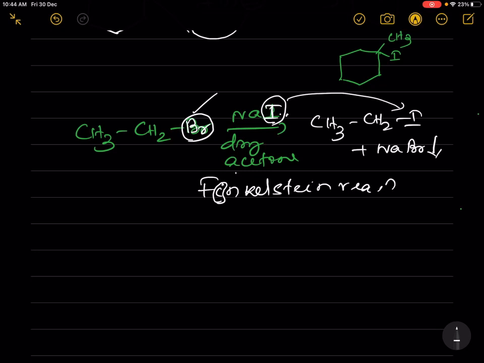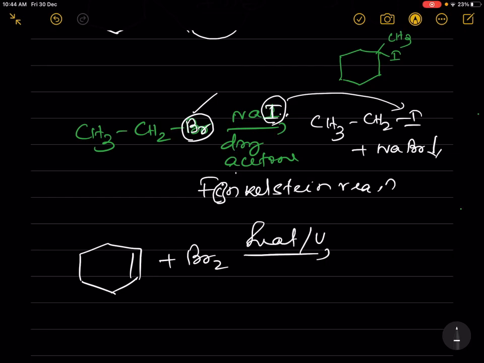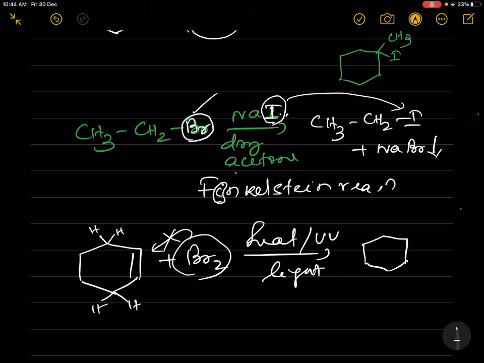Next, this is cyclohexene. Treat with bromine, heat or UV light. It gives free radicals, so it doesn't show addition reaction. It will substitute the hydrogen atoms. It cannot be added over here. It cannot be added over here. So you are supposed to get, or you can write like this also.